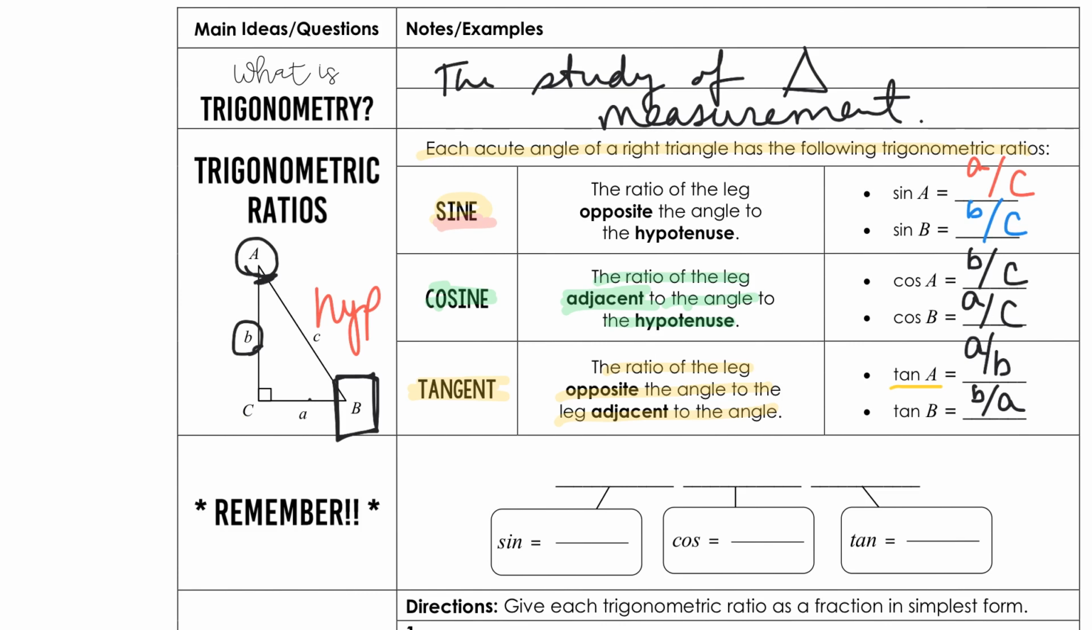So let's step back and look at these for a second. Notice in our ratios that the sine of A equals the cosine of B. The sine of B is equal to the cosine of A. And the tangent of A and tangent of B are reciprocals of each other. So keep that in mind as we go through.